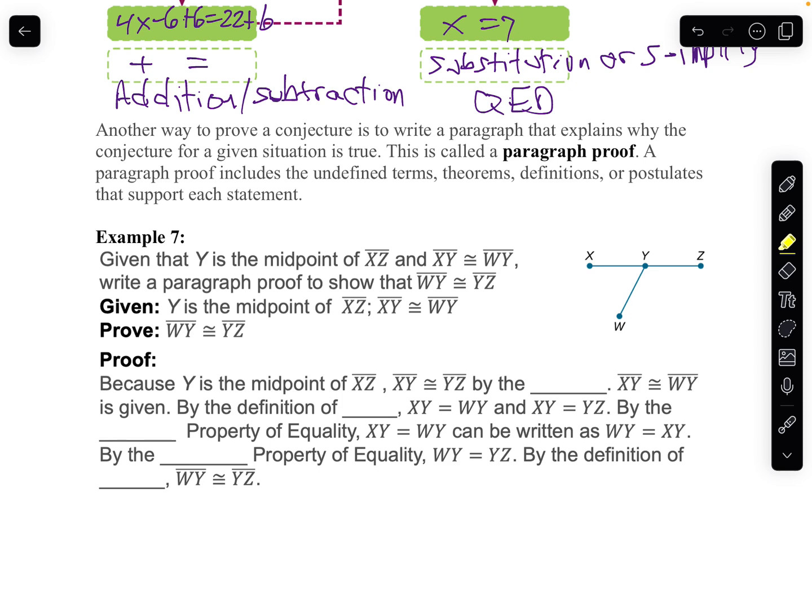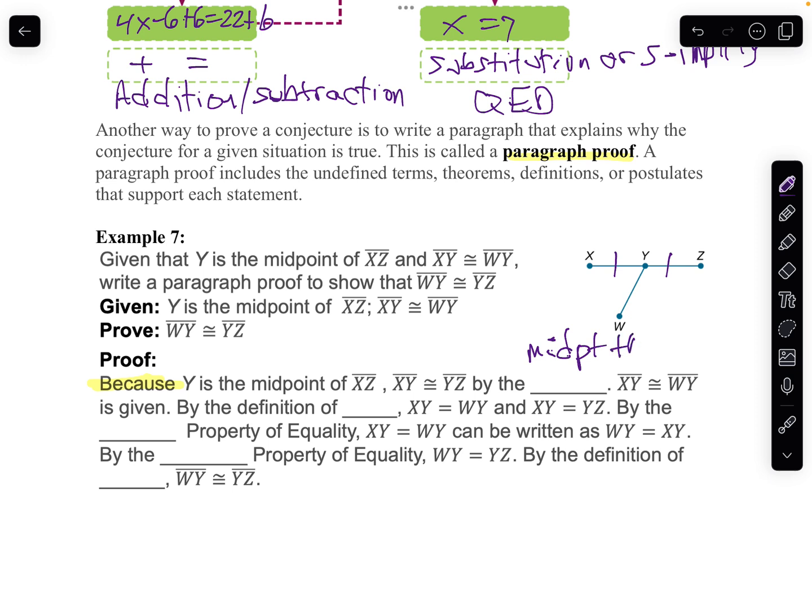Number one, it's called paragraph for a reason, because we're going to write in a paragraph. We start here, you're going to tell me why. And usually we start with our givens. We'll say because, or we'll say we are given y is the midpoint of xz. So I know y is the midpoint of xz. Then I know xz is congruent to yz. Well, that's our midpoint theorem, isn't it? That's what we just learned.